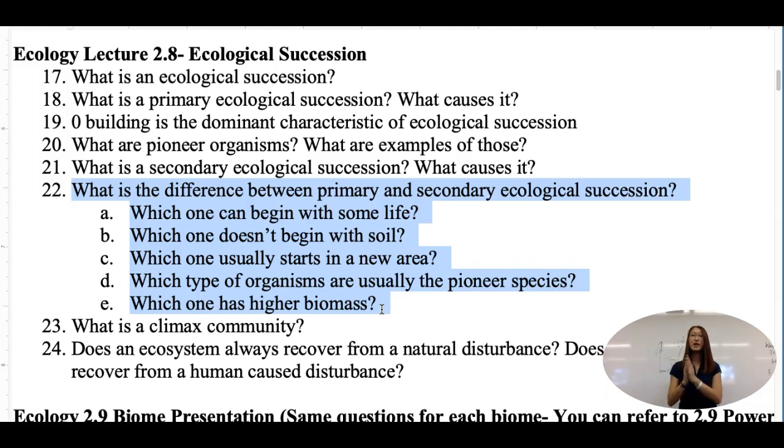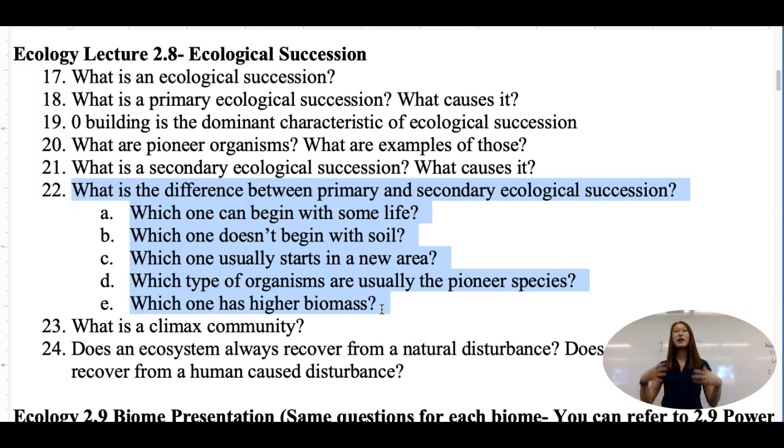Which type of organisms are usually the pioneer species? So if you're talking about primary, that will be the lichens and the mosses, because they can grow on the rocks. After a while, they can help break down the rock, and the organism itself breaks down, which forms soil eventually. But that's what you start with. That's why we call it the pioneer species. They're the first ones that enter the ecosystem and stay there.